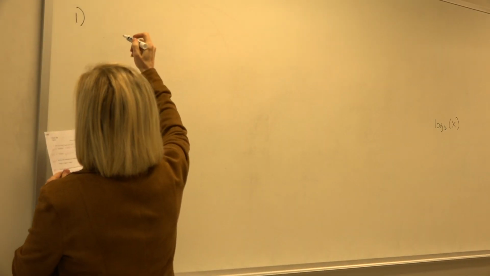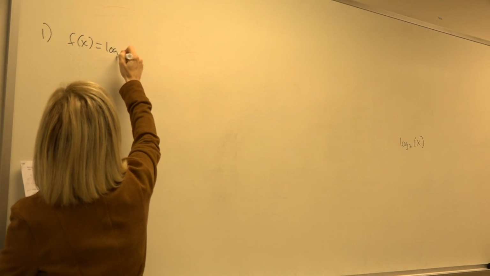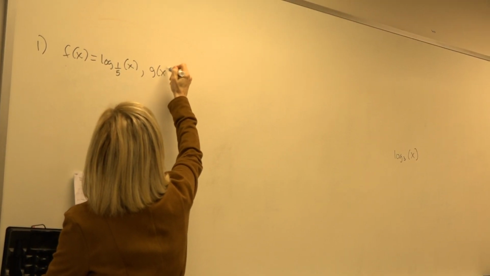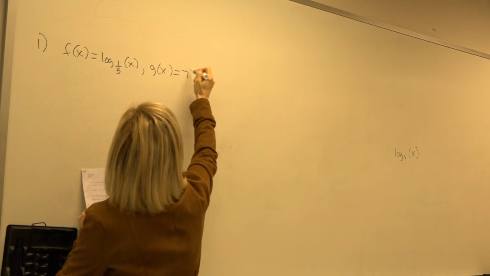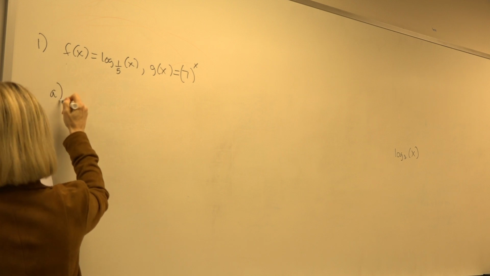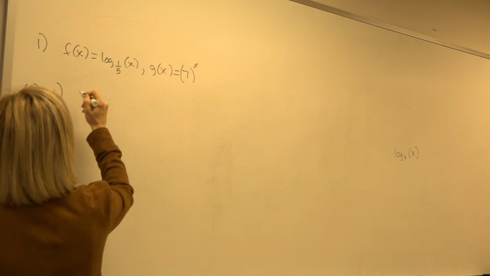So, number one, we have the f function equals log base 1/5 of x, g of x equals 7 to the x. Okay, so 1a. 1a is worth 2 points for those of you who took the test. Find f of 25.